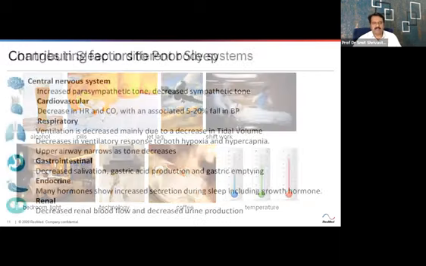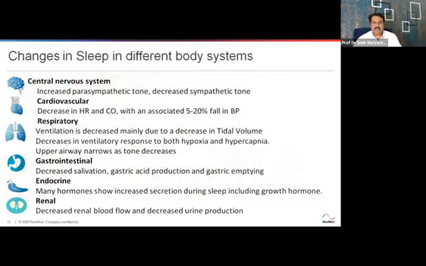The changes in sleep with different systems. In the central nervous system, there is increased parasympathetic tone. Therefore, our heart rate, respiratory rate, and blood pressure decrease. There is withdrawal of the sympathetic tone. In the cardiovascular system, there is a decrease in heart rate, a decrease in cardiac output, almost associated with a 10 to 20% fall in blood pressure. Anything higher than that would label us as a steep BP fall that we notice in ambulatory blood pressure monitoring.